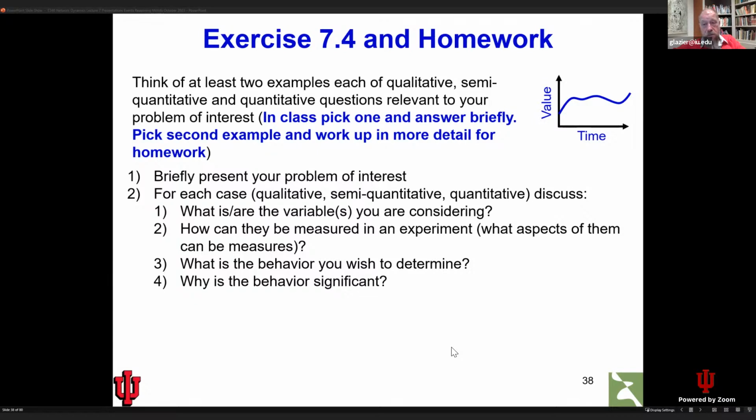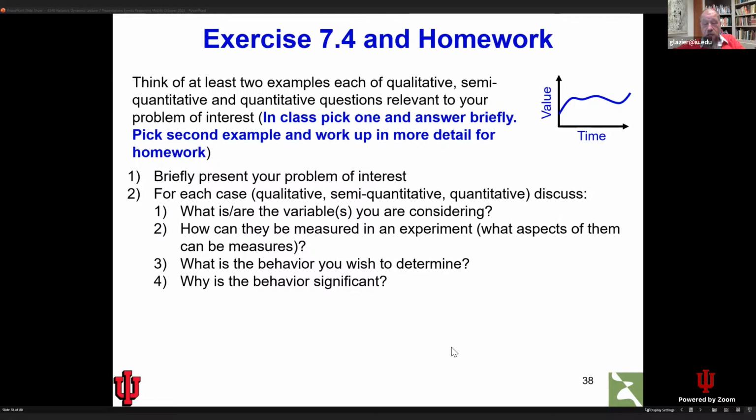Again, I'm not asking you to do this in enormous detail, but if you're predicting something that could never be measured, even in principle, then that's not as useful as it is to predict something that you could measure. And then, what is the behavior you wish to determine? What is it that's important?